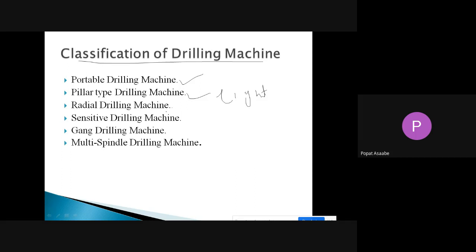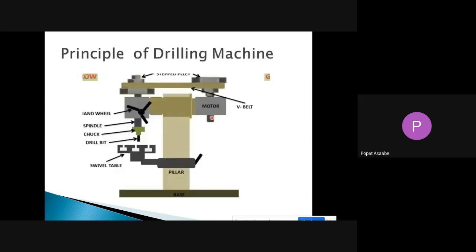Now see here the radial drilling machine. That radial drilling machine is generally used for heavy duty workpieces. Okay, for the heavy duty workpiece we can use the radial drilling machine. Then sensitive drilling machine, gang drilling machine, and multi spindle drilling machines are there. These are the basic classification of your drilling machine.